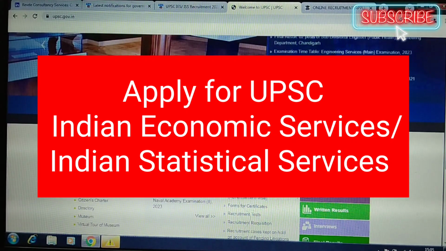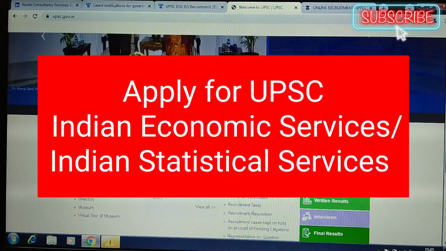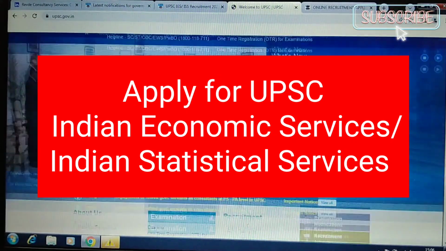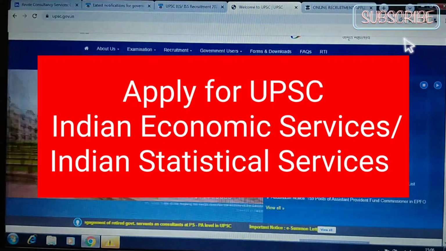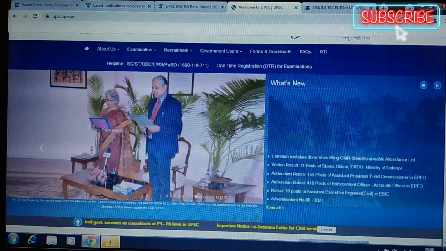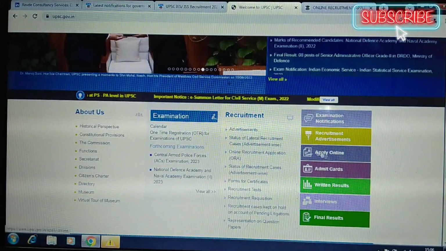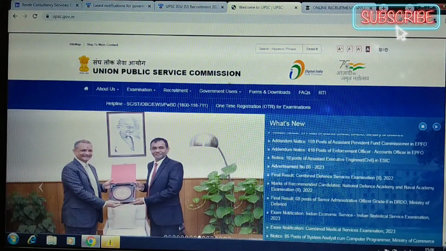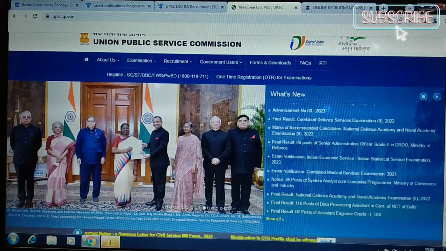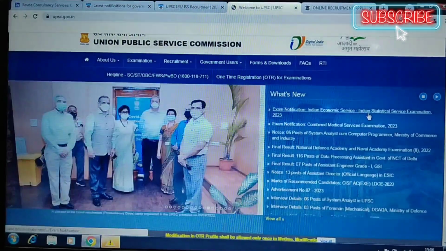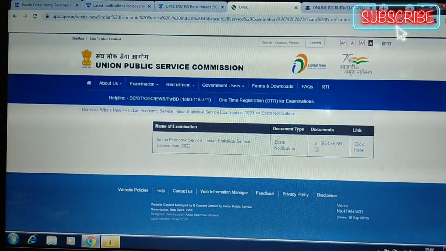I have come with the recruitment information related to the Indian Economic Service and Indian Statistical Services. The recruitment notification has already come out. This is the website of the UPSC, where you can apply for the Indian Economic Services.